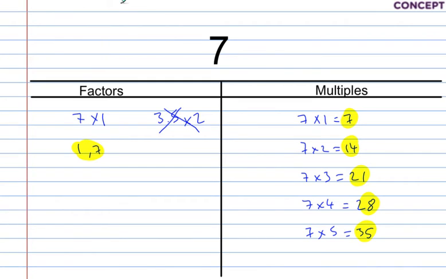Now what I would like you to notice is that the only factors for 7 are the number 7 itself and 1. And any number that has factors of itself and 1 is called a prime number. It's a special type of number that we're going to learn a bit more about later on. So the number 7 is prime because it's got only 2 factors, the number 7 itself and the number 1. So any number that behaves like this is a prime number. Pause the video now and see if you can think of any other prime numbers.